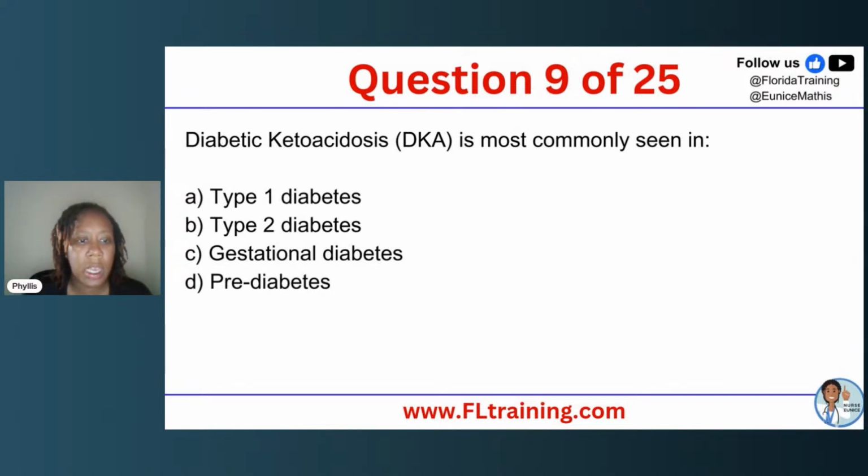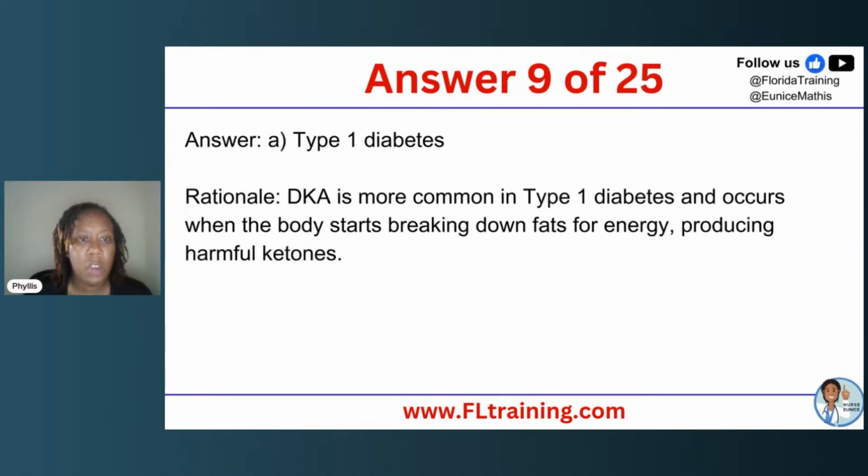Let's reveal the answer. If you chose A, you are absolutely correct. Type 1 diabetes. DKA is more common in type 1 diabetes and occurs when the body starts breaking down fats for energy, producing harmful ketones, I'm sorry.